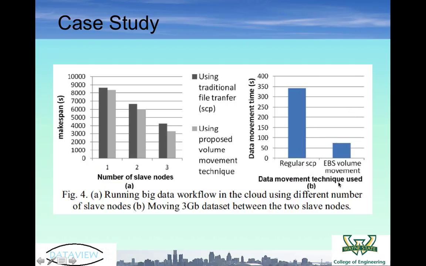And this figure shows the data movement technique used. So when you move the 3 GB data sets between the two slave nodes, this is the movement time it consumes if you use the regular traditional file transfer technique, and you get this column when you use the proposed volume movement technique. As you can tell from this picture, obviously, if you use the proposed volume movement technique, it costs much less time.